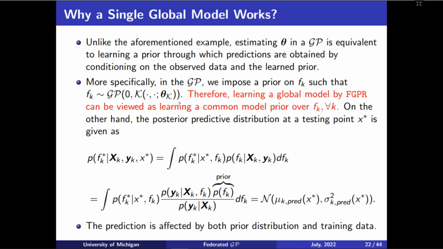As you can see from the predictive equation at the testing location x star, the prediction of the Gaussian process depends both on this prior and on the local data set. Therefore, the local data set on each device can be viewed as a personalized role in Gaussian process regression. Therefore, the FedAvg approach will work in the FGPR framework.